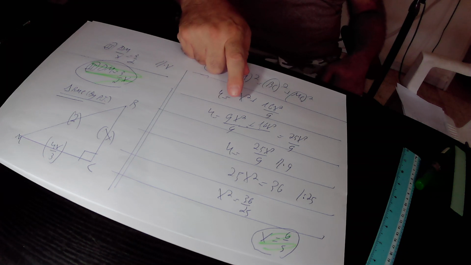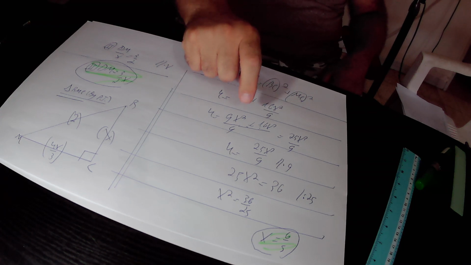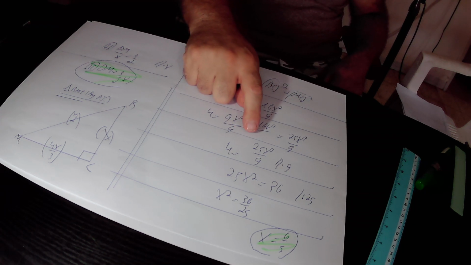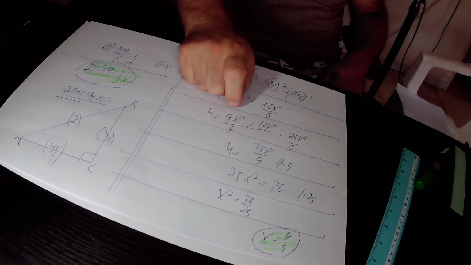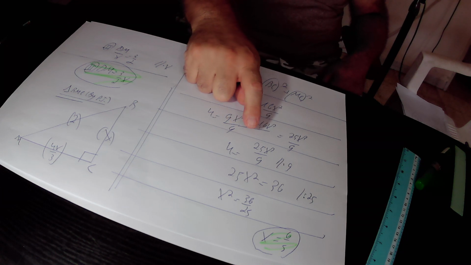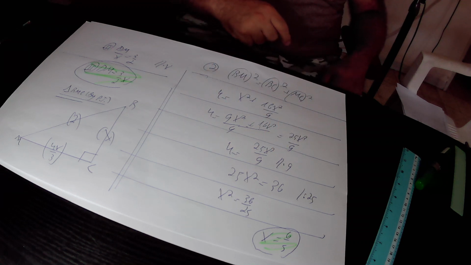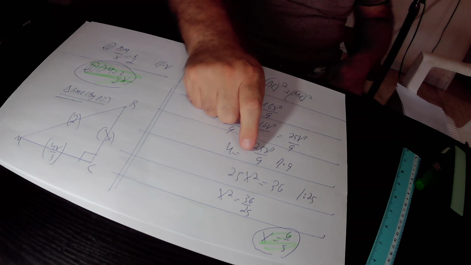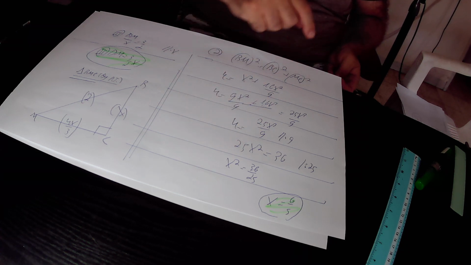So 4 equals 9x squared over 16x squared is 25x squared over 9. So in total, we found that 4 equals 25x squared over 9. Here we multiply this equation by 9 and find that 9 times 4 is 36, equals 25x squared. So 25x squared equals 36. Here we divide this equation by 25 and find that x squared equals 36 over 25.